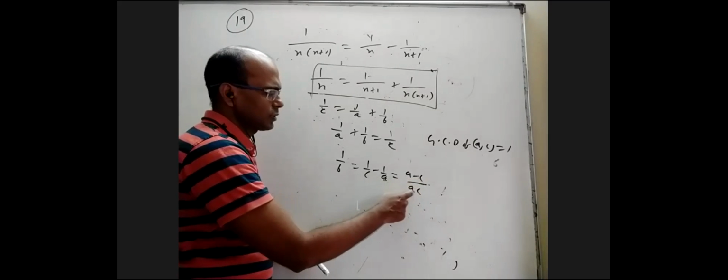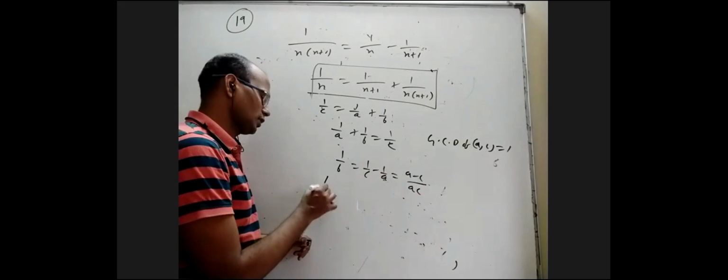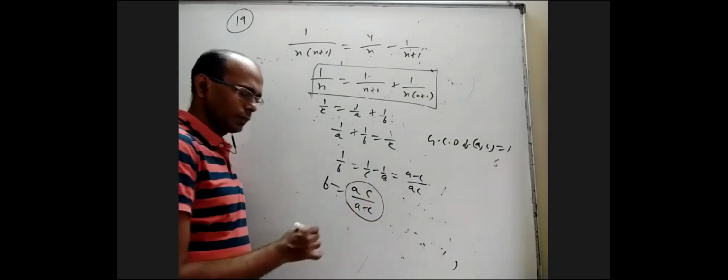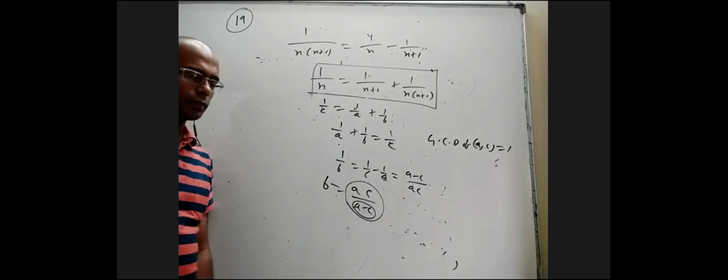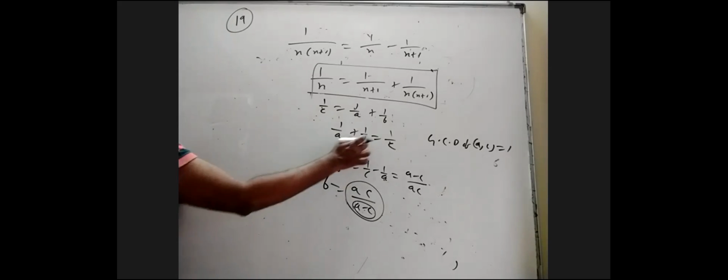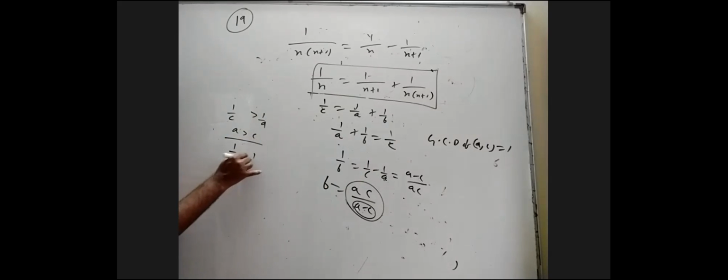A is an integer, C is an integer, so A minus C is an integer, and I think I should take the reciprocal and say that B is equal to AC by A minus C. This is an integer, but this one cannot divide this and cannot divide this. Obviously, from here we can say both A and B are greater than C. 1 by C is greater than 1 by A, so A should be greater than C, and 1 by C is greater than 1 by B, so B is greater than C.